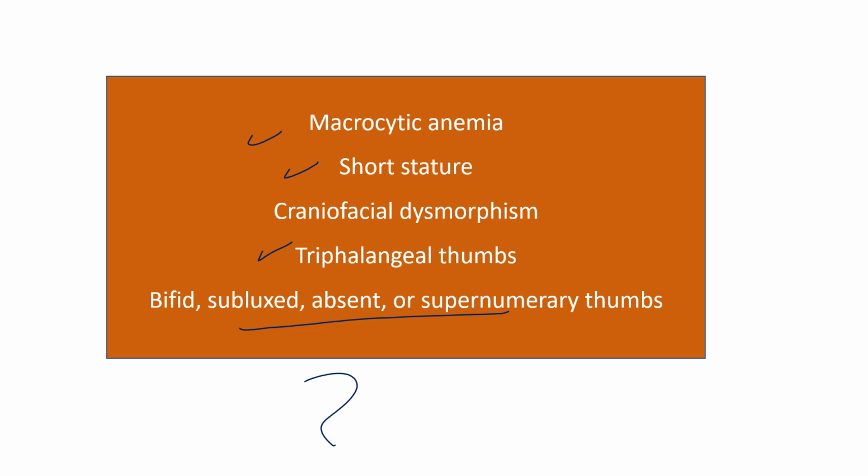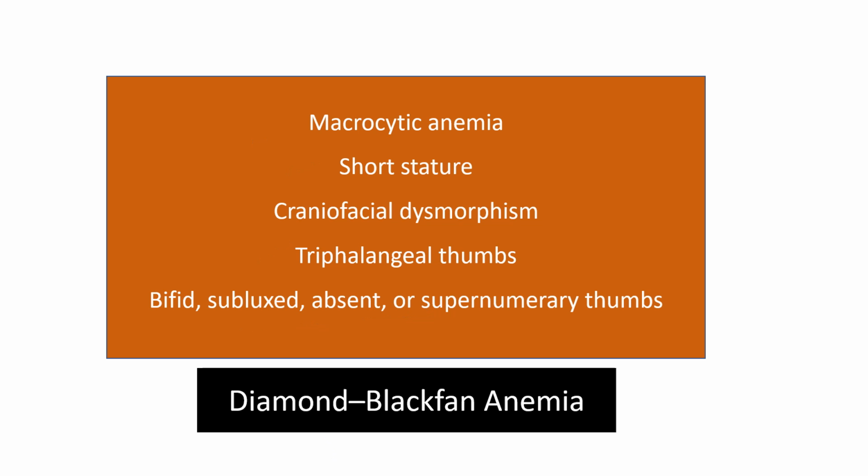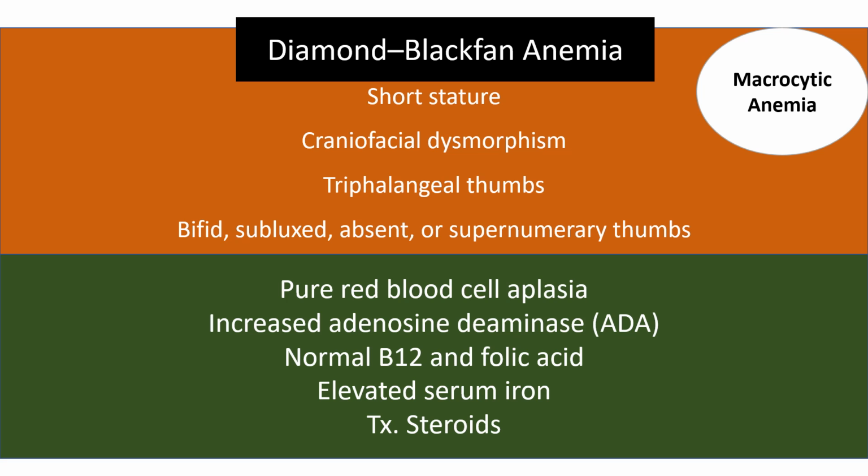Another patient with macrocytic anemia, short stature, craniofacial dysmorphism, triphalangeal thumbs or other thumb anomalies. What is the most likely diagnosis? Diamond-Blackfan anemia. Diamond-Blackfan anemia is associated with macrocytic anemia, short stature, craniofacial dysmorphism, and thumb abnormalities. It is a pure red blood cell aplasia, so other cell lines are usually normal.